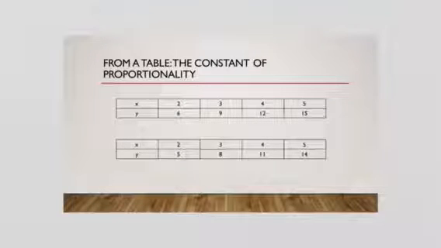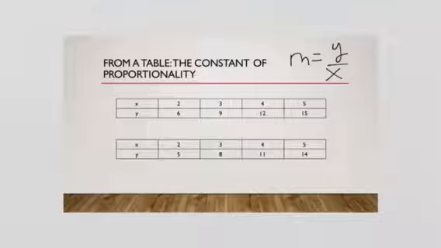So in this next one, we're going to use the same idea, except we're going to look at the constant of proportionality. The constant of proportionality is where you do y divided by x. And since it's a constant proportionality, the answer should be constant. So let's look at these.